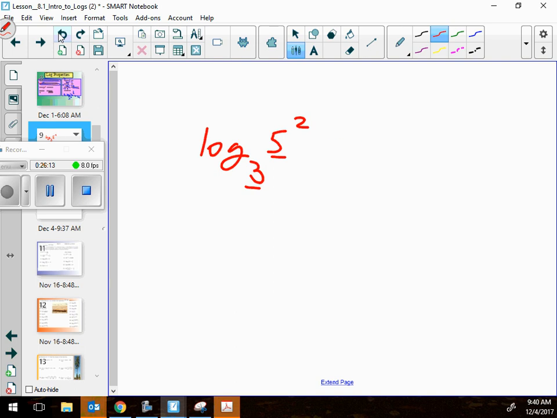But back to this. What this is equal to, who caught the property well enough to say what they think the answer should be? The little power that was the power goes where? In front. 2 times log base 3 of 5. Basically, this goes down to the front. There's a reason. I can show you why.